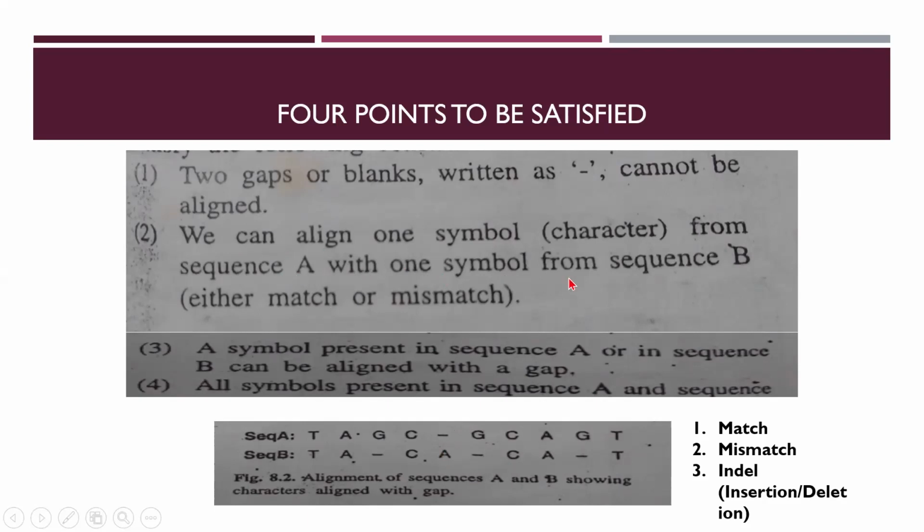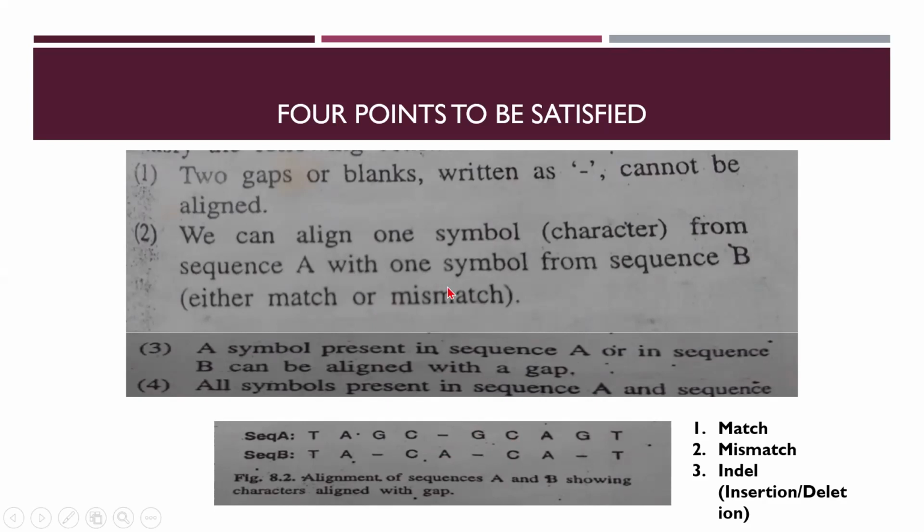The second criterion to be satisfied: we can align one symbol or character from one sequence with one symbol or character from the other sequence. That means one character of one sequence can be aligned with a character of the other sequence. It can be a match or a mismatch. If they are identical, we call it a match. If they are not identical, we call it a mismatch. And the third criterion to be satisfied: a symbol present in sequence A or in sequence B can be aligned with a gap. That means one character in one sequence can be aligned with a gap. Or here, the character in sequence B can be aligned with a gap.